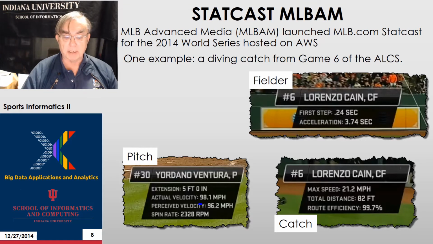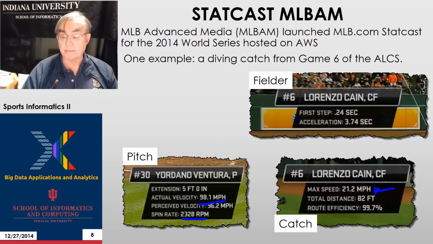But here we have the pitcher. He's a 98.1 mile per hour throw. Interesting information about the spin rate. Pretty fast. And again, we have this maximum speed. Remember, the other one was 18.